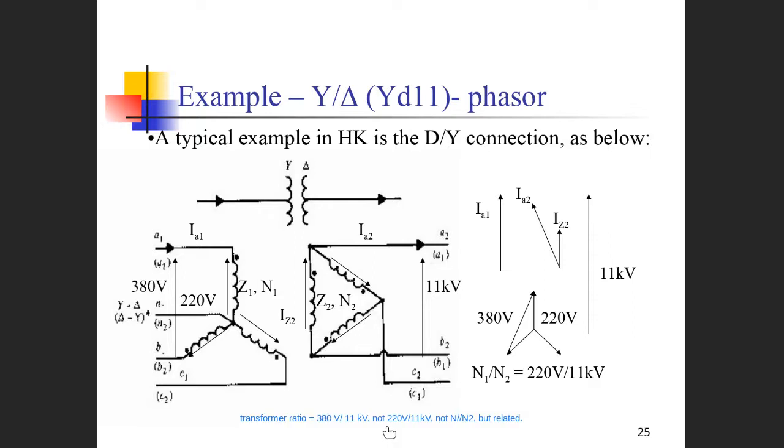Okay, so to clarify for some students, the transformer ratio in this three-phase transformer is 380 volts, the line low voltage side, over 11 kV, the line high voltage side. Not 220 volts over 11. Not N1 over N2, sorry.